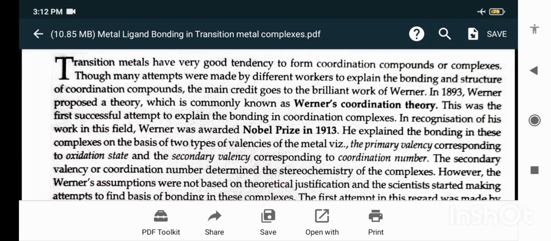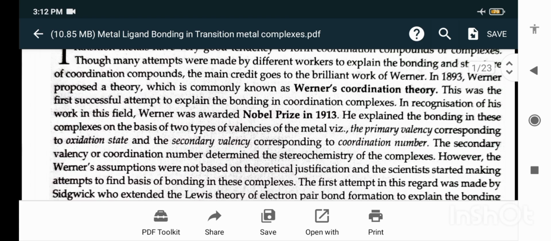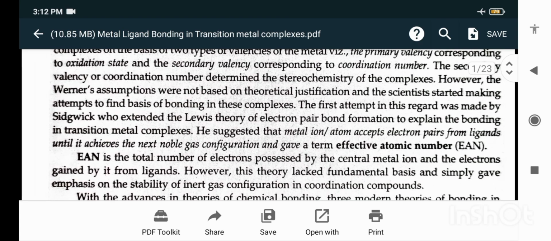He explained the bonding in these complexes on the basis of two types of valencies of the metals: the primary valency corresponding to the oxidation state and the secondary valency corresponding to the coordination number. The secondary valency or the coordination number determined the stereochemistry of the complexes. However, Werner's assumptions were not based on theoretical justification, and scientists started making attempts to find the basis of the bonding in these complexes.